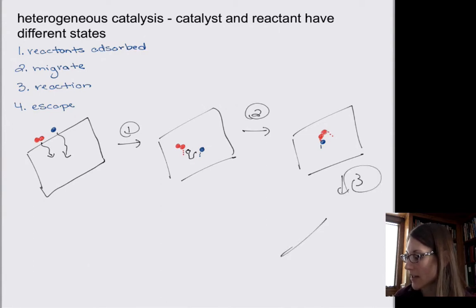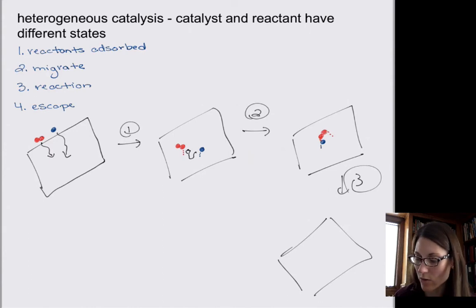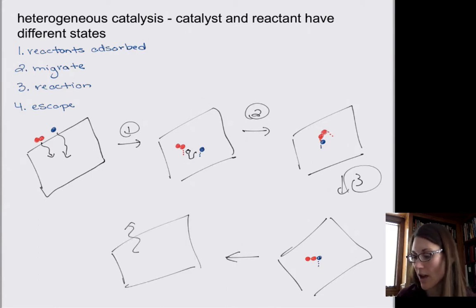And that leaves us with our product molecule bound to the surface. And now that that product molecule is bound to the surface, it is going to escape from the catalytic surface and go off as a final product.